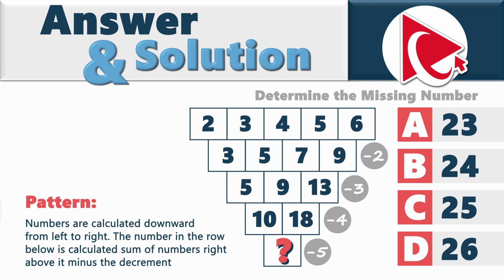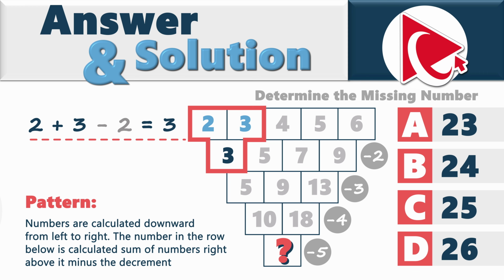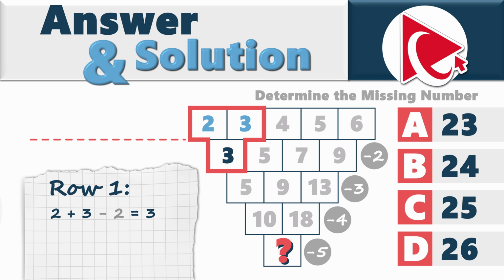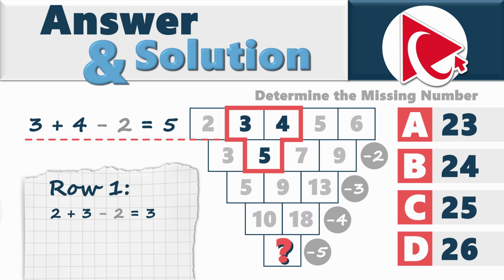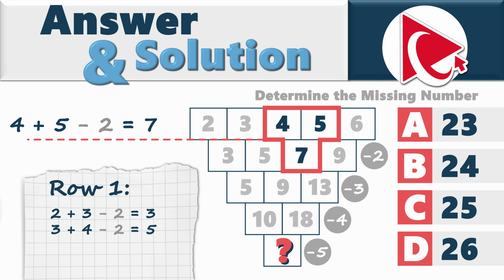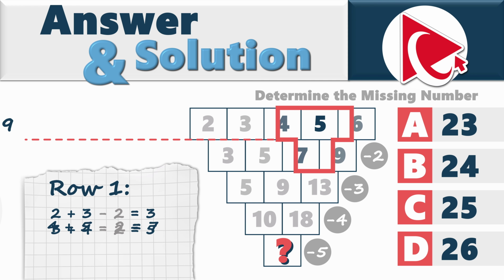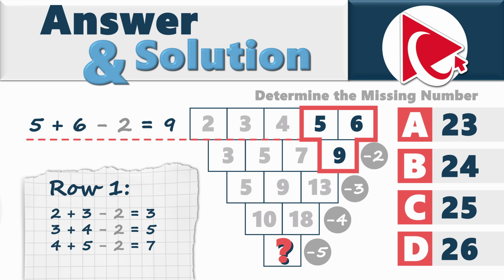Let's look at the example. Let's look at 2 numbers in the upper left corner of the pyramid. The numbers are 2 and 3, so the calculations for the number right below those would be 2 plus 3 minus 2 equals 3. Now you've recognized the pattern, let's continue the calculations in the first row. 3 plus 4 minus 2 equals 5. 4 plus 5 minus 2 equals 7. 5 plus 6 minus 2 equals 9.